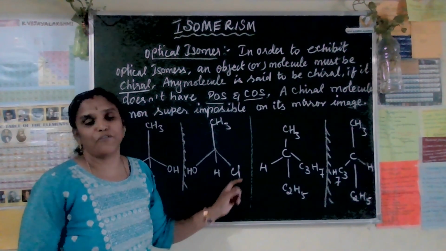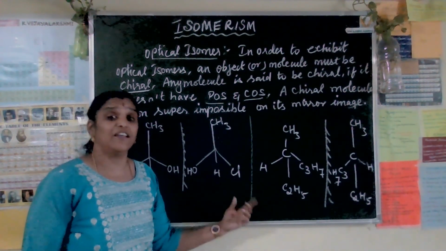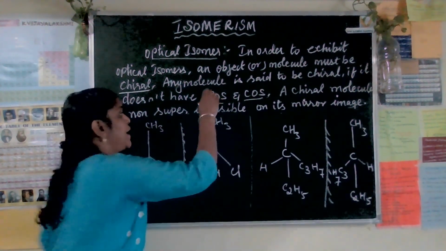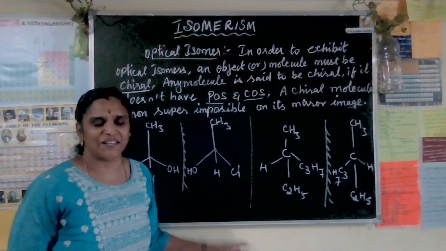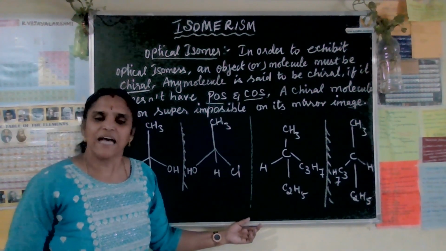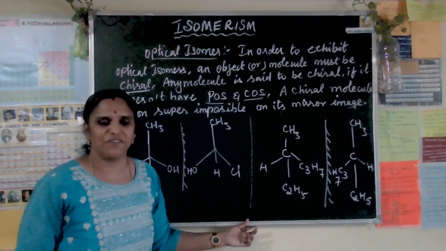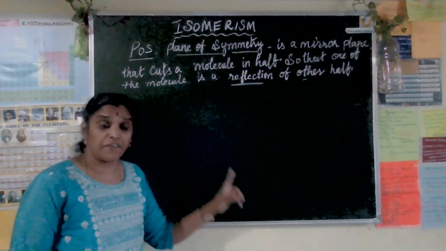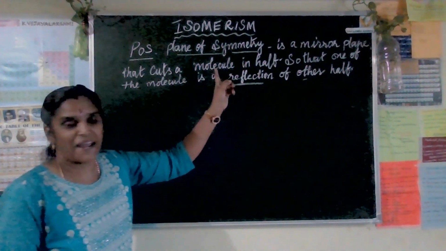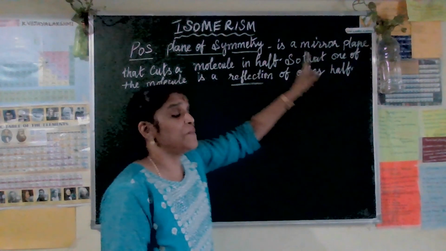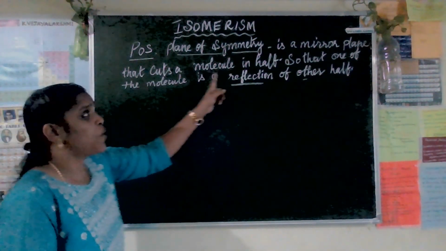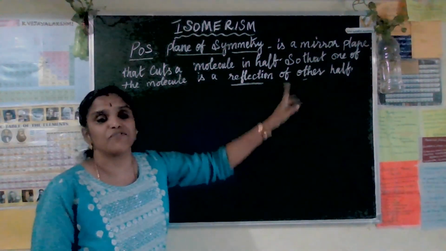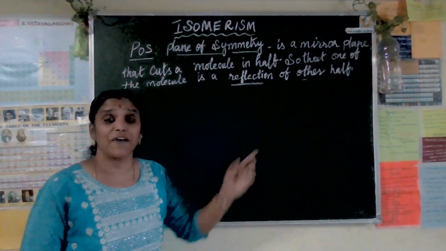As we go further into optical isomers, we are going to see enantiomers, chiral, achiral and plane of symmetry. Everything we are going to see. Hope you're clear with optical isomers, and I would like to give you some more ideas also. Now, how to identify POS, that is plane of symmetry? A plane of symmetry is a mirror plane that cuts a molecule in half so that one half of the molecule is a reflection of the other. So we can easily identify it with an example.